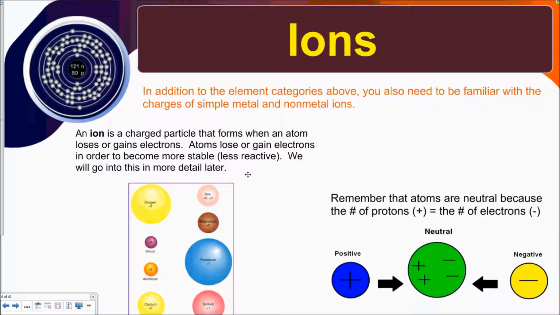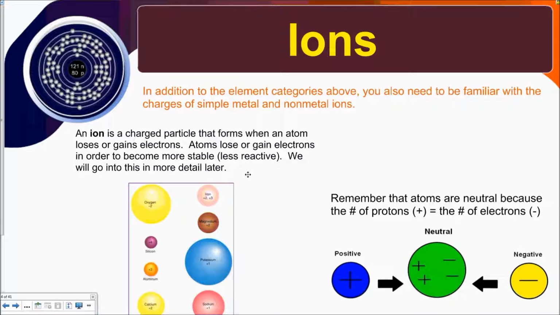In addition to the element categories that we've talked about, you will also need to be familiar with the charges of simple metal and nonmetal ions. An ion is a charged particle that forms when an atom loses or gains electrons. Atoms lose or gain electrons in order to become more stable, less reactive. We will go into more detail on this later.